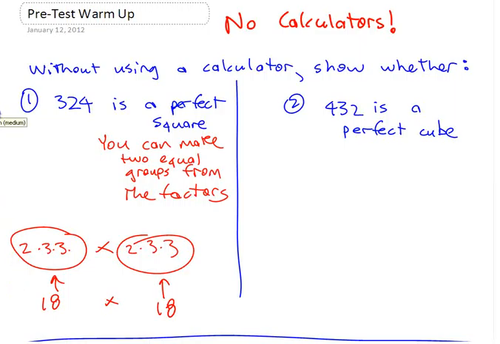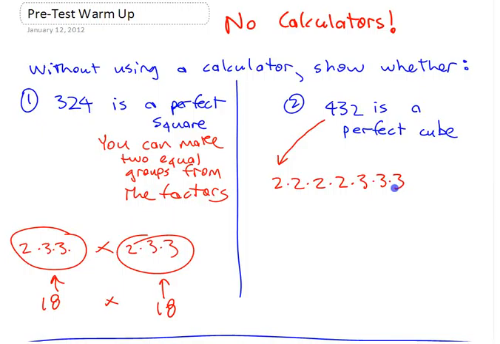All right? Let's look at the other one here, 432, if you want to know if it's a perfect cube or not. If you try to factor this down, again, I'm not going to write down, sort of make a factor tree here or whatever, but you end up with 2 times 2 times 2 times 2 times 3 times 3 times 3.